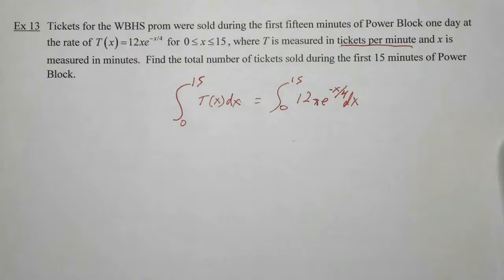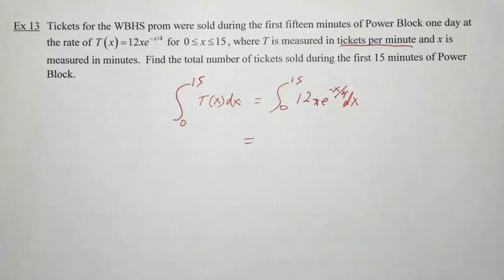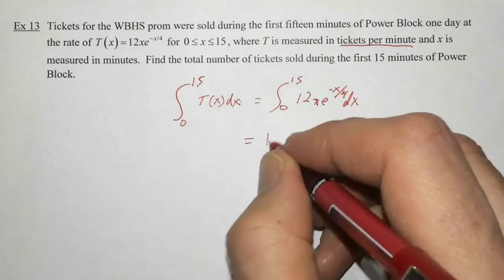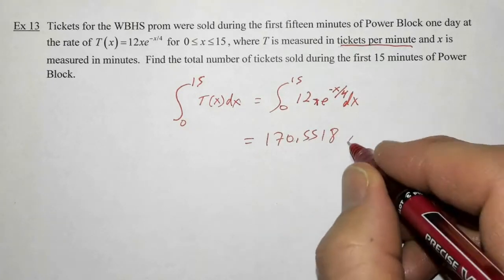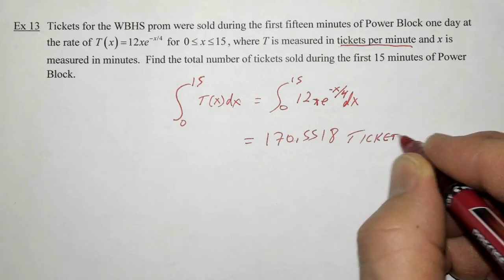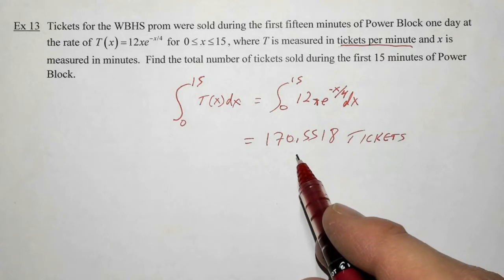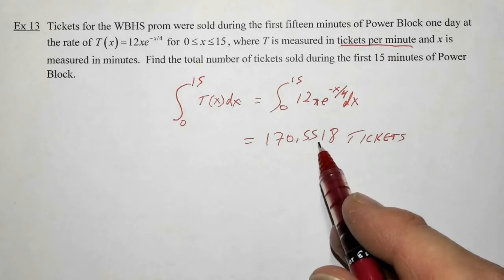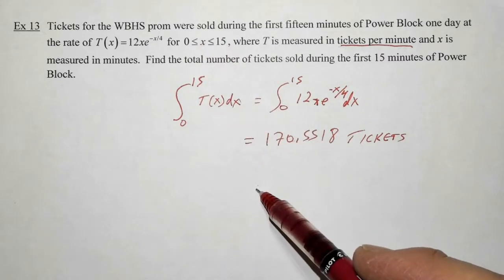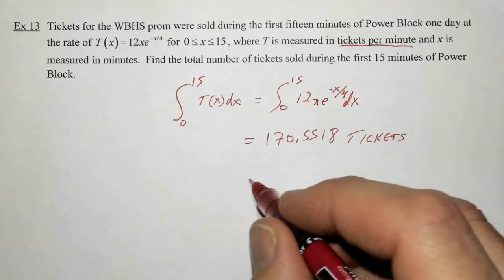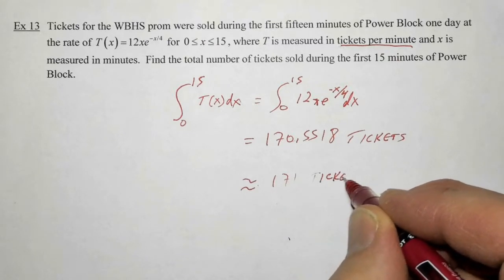My bad. So we see that we're equal to 170.5518, and our units are just going to be tickets. That's how many tickets. Now, obviously, they're not going to sell 5/5500ths of a ticket. So quite often with problems like this, they're going to ask you to round to the nearest whole number, and if that's the case, then we're looking at approximately 171 tickets being sold.